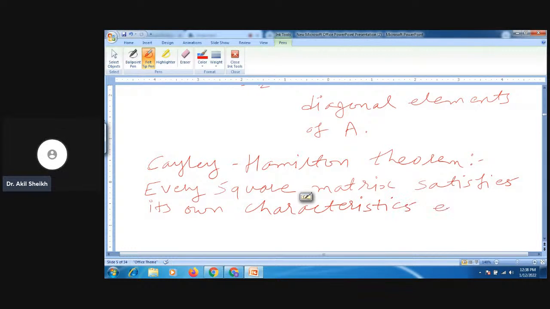Its own characteristic equation. And what is characteristic equation? The polynomial determinant of A minus lambda I equal to 0 is called the characteristic equation. These are some basic definitions which will be required for solving the values related to matrices. Now here we discuss some examples.